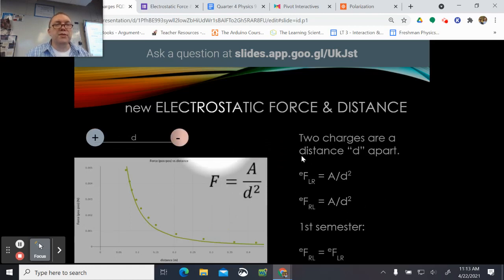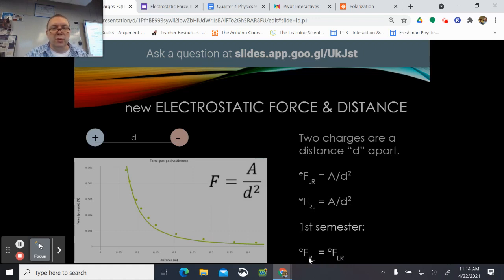And then this is where we see that this relationship is really a Newton's third law deal. We have two different charges that are interacting. So if we say we have a positive and a negative charge, those two things are going to attract, right? And so if we look at the force that the left charge exerts on the right charge, shown here, the electrostatic force of the left on the right is A over d squared. Well, the electrostatic force of the right on the left is also A over d squared.